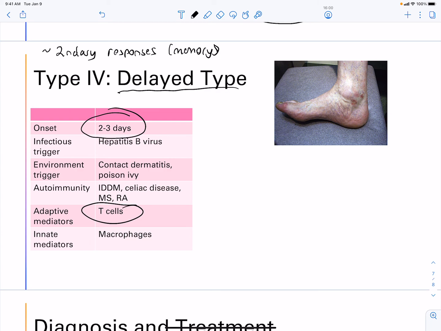Some infectious triggers are hepatitis B virus. You also have poison ivy, which is a hapten, and that will cause a CD4 inflammation with your macrophages. We also have, of course, our tuberculin skin test. I'll put that as infectious, even though the antigen's not really infectious, but it's targeting an infection. We have celiac disease, which is a delayed type 4 hypersensitivity, multiple sclerosis, rheumatoid arthritis. All of those are going to be lumped into this. So they all have some sort of T cell component that is causing the symptoms.